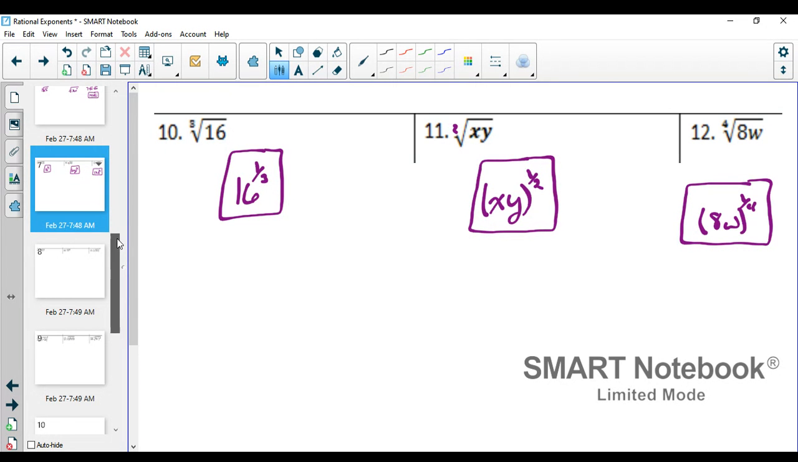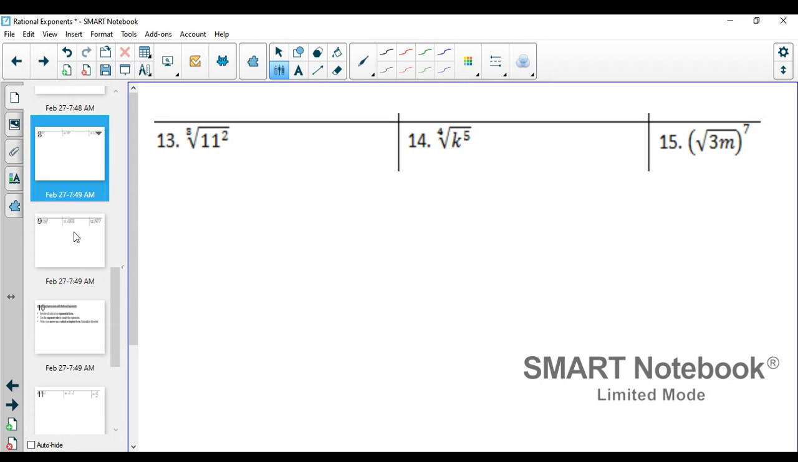All right, so 13 through 15 are the same, except for now we have exponents underneath the radical signs. So now we have the cube root of 11 squared. So 11 is our base. Now remember, the exponent underneath the radical becomes the numerator in our exponent, and the root is the denominator. So this is 11 to the 2/3 power. And that's our final answer. I'll write this larger so the 2/3 looks better. There we go. So 2/3.